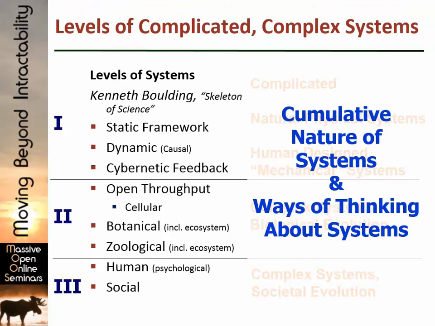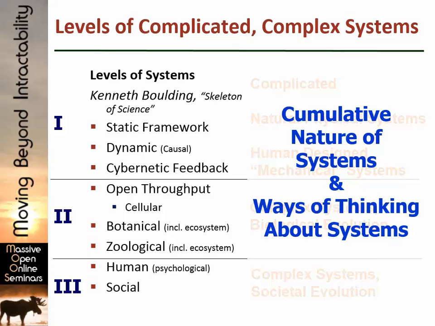Now, it's also true that the nature of systems is cumulative. So even when you get to the level of human and social systems, there are a lot of the basic general systems principles, having to do especially with dynamics and feedback loops, that apply at the social level. And what you're really talking about here is maybe not so much the nature of these systems, but the way in which we think about these systems.